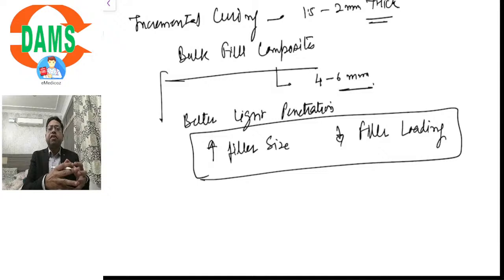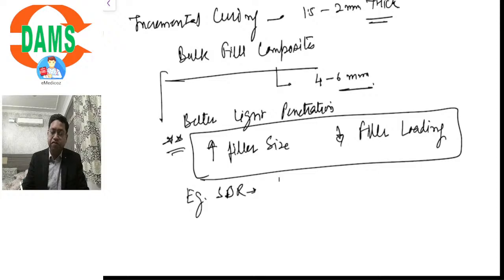You know that filler particles, they are inorganic particles that cause reflection and refraction of light. So whenever the number of filler particles is reduced but their size is increased, larger surface area is available for the light to penetrate deeper by way of internal reflection and refraction. Okay, so these are the two changes which are done with bulk fill composites. Example of a bulk fill composite is SDR, that stands for Smart Dentine Replacement.